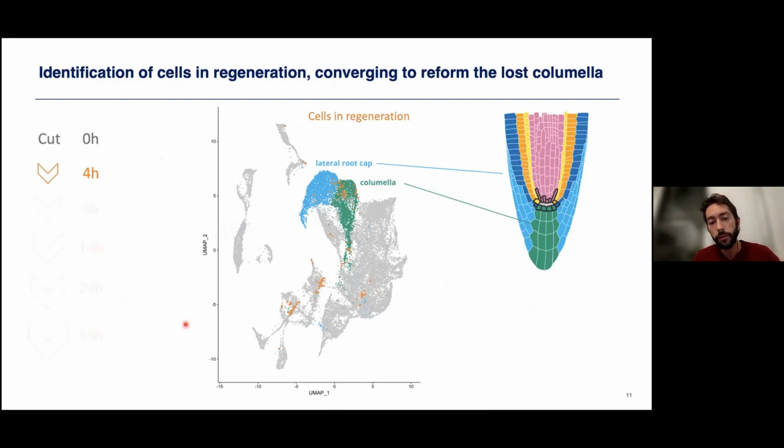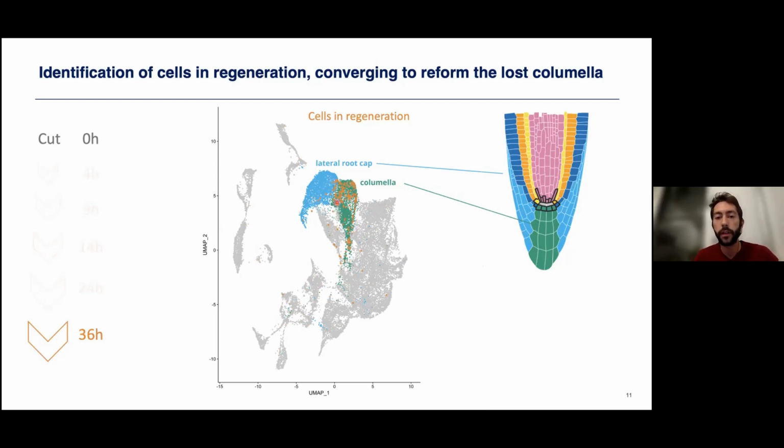So at 4 hours, we found that these cells were located in the stem cell or endodermis/cortex identity, and a few already had a columella or lateral root cap identity. By 9 hours or even 14 hours, we see an enrichment of these cells converging towards the lateral root cap and columella, and we see the same at 24 hours. By 36 hours, we start to lose the signal, because by then the root is mostly regenerated, so very few cells need to change their identity, and you go back to the original stage.